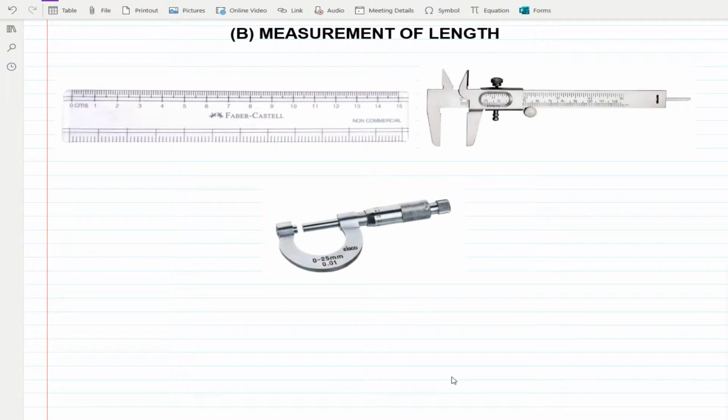physical quantity length. To measure a physical quantity such as length, we use instruments such as the meter scale, as you can see on the screen. This is the meter scale. Or we use a Vernier Calliper or a screw gauge.